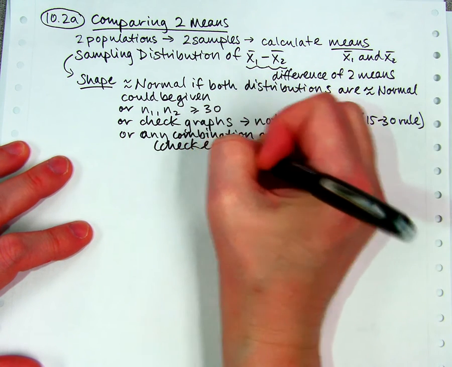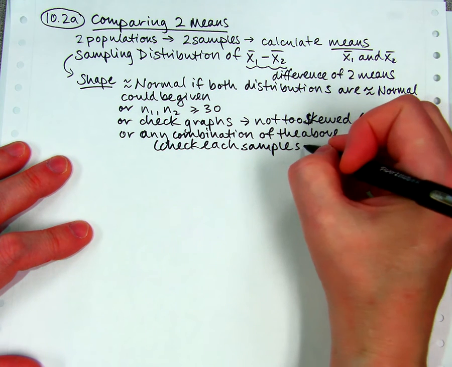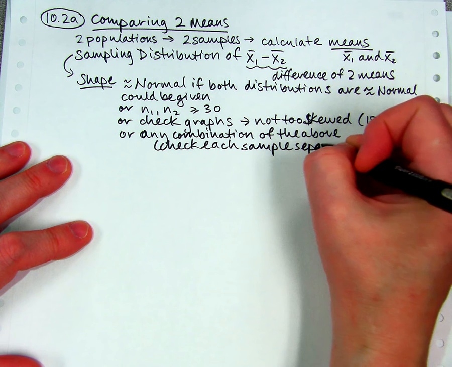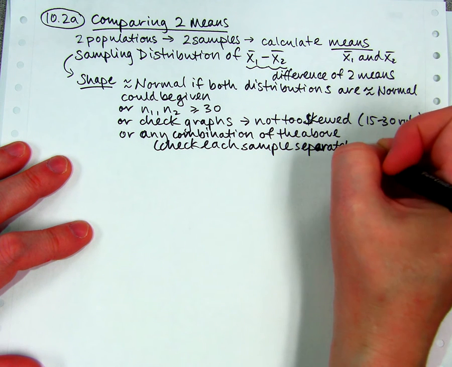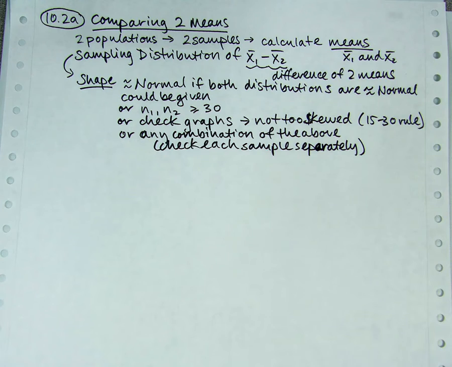So you check each sample separately by whatever method you need to see if it's normal. Separately, I think I spelled that right. Okay, center.